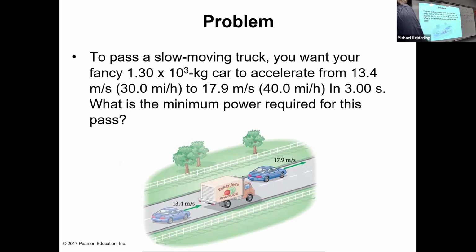So here, to pass a slow moving truck, you want your fancy 1.3 times 10 to the 3 kilogram car to accelerate from 13.4 meters per second, 30 miles per hour, up to 17.9 meters per second, 40 miles per hour, in 3 seconds. So what's the minimum power required for this pass? Remember, work is change in kinetic energy, and power is work over time. You find the work and divide it by the time.